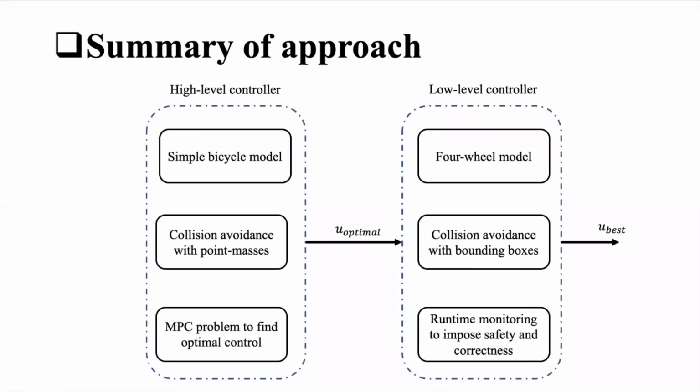Now, as a summary of our approach, in the high-level controller, we use a simple bicycle model for the dynamic model of ego, and we consider vehicles as point masses to verify the satisfaction of the collision avoidance constraint. Then we formulate an MPC problem to find the optimal control input, and this control is used in the next level controller. The low-level controller uses that optimal control to forward simulate the trajectory of ego with respect to detailed models, and it constructs runtime monitors to verify the satisfaction of rules with respect to the trajectory of ego. In the case the optimal control does not satisfy all constraints, the low-level controller perturbs that optimal control slightly to find the best control that satisfies all constraints.